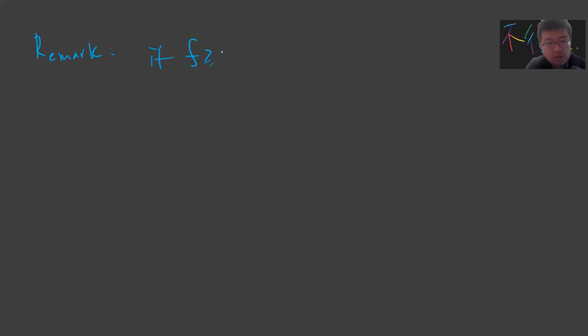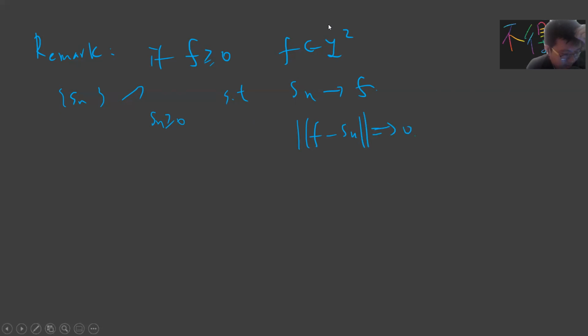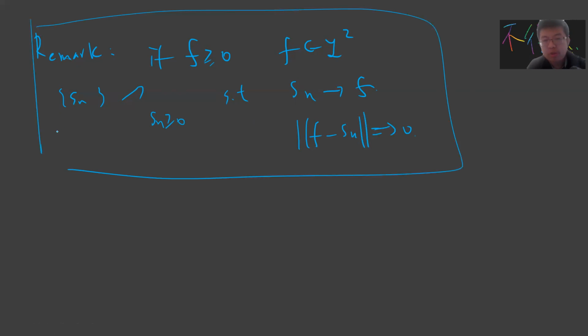Let's say f is greater or equal to 0 and f belongs to L squared. Let's say Sn is a monotone increasing function. Simple. So Sn is a non-negative, simple, measurable function, such that Sn approaches f. And yeah, you can check that this f minus Sn will also go to 0. Okay, so basically, let me just, you can just forget this part.